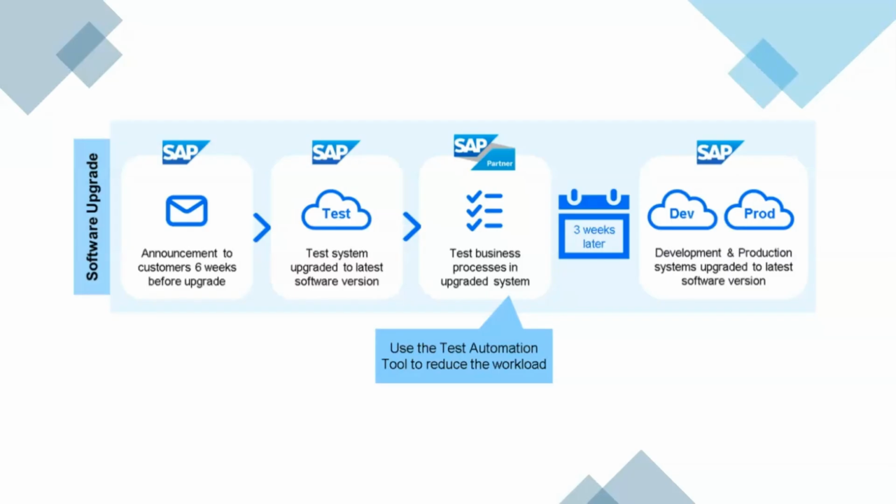Partners are responsible for regression testing, which means testing the existing business processes with a specific focus on customized processes in the upgraded test system to determine if everything is performing as expected. The automation tool can be used to speed up this process. I'm going to discuss what test automation tools we are going to make use of in SAP S4HANA Cloud in the next session.